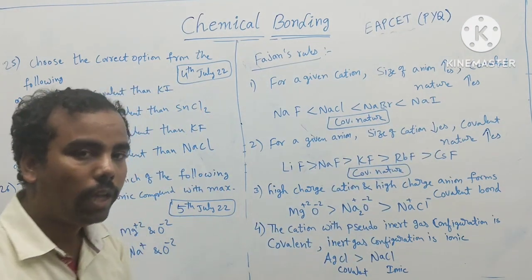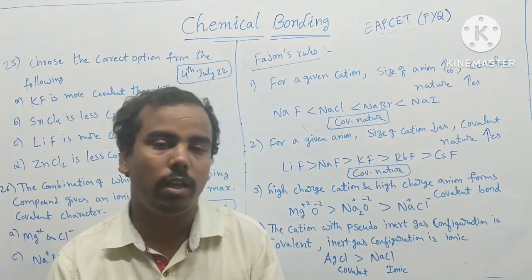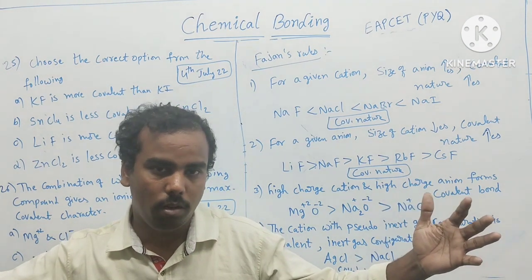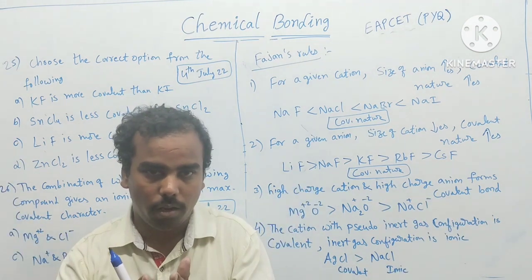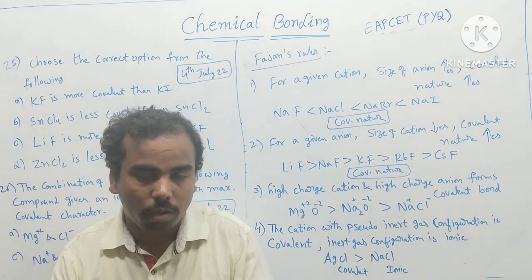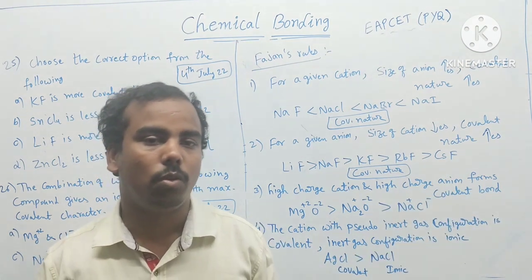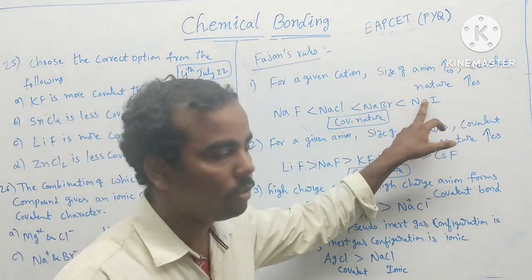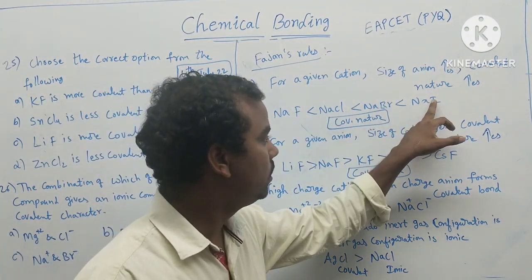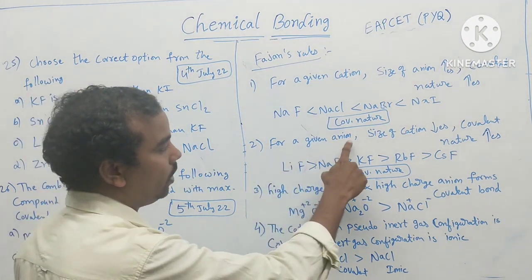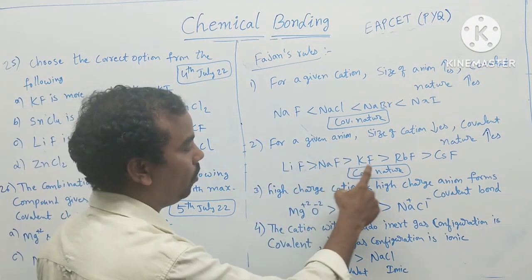Because we know that in an ionic bond, which cation and which anion form it? The largest cation and the smallest anion form a strong ionic bond. A small cation and a large anion form a covalent bond. Like that, with the cation constant, if anion size increases, covalent nature increases. Very important one. Next, for a given anion constant, fluorine.